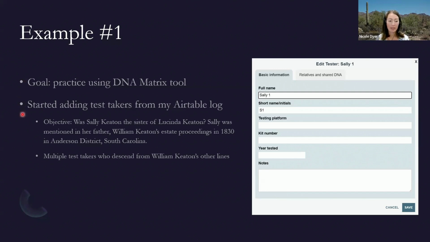So let's start with what my goal was. I'm working on my Sally Keaton research project with the objective of figuring out if Sally Keaton was the sister of Lucinda Keaton. Both Sally and Lucinda were mentioned in their father, William Keaton's estate proceedings in 1830 in Anderson District, South Carolina. And right now I have multiple test takers who descend from William Keaton's other lines, mostly from Lucinda's descendancy, and some descending from other of William Keaton's descendants. But I wanted to see if I could find matches to Sally's descendants.